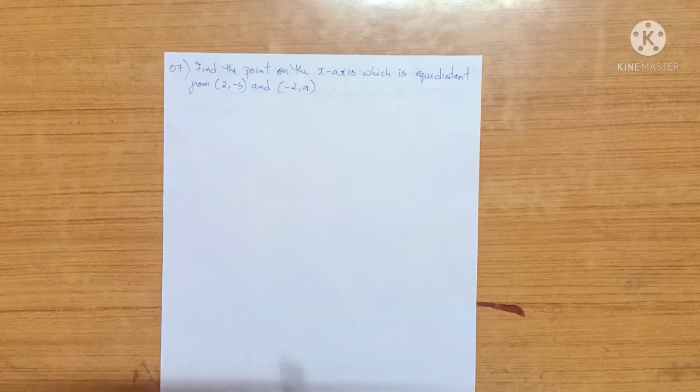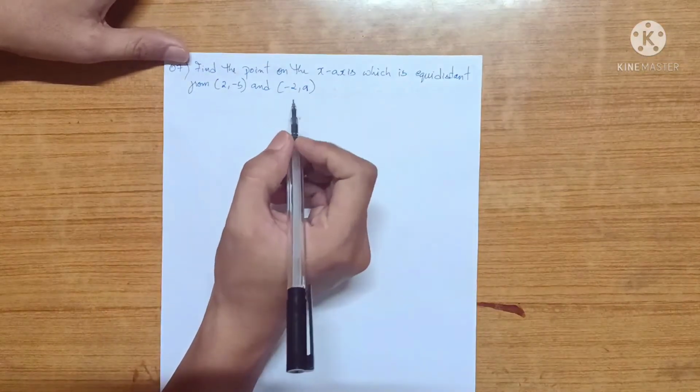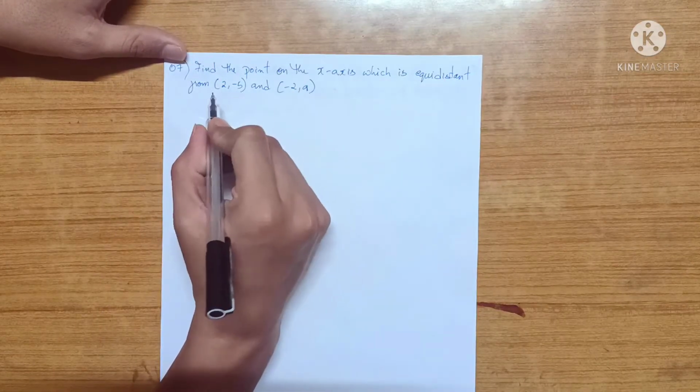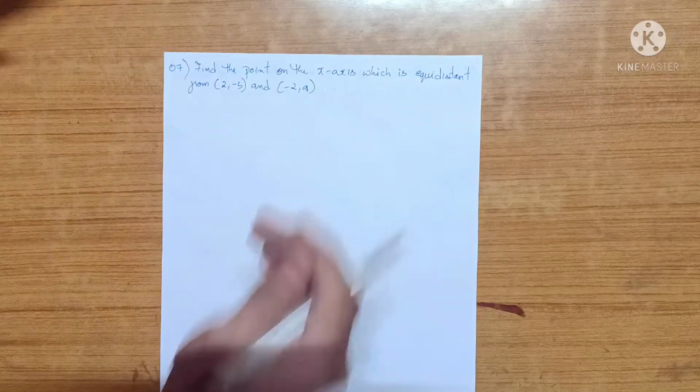Okay, let's continue chapter 7, 7.1, question number 7. Find the point on the x-axis which is equidistant from these two points.